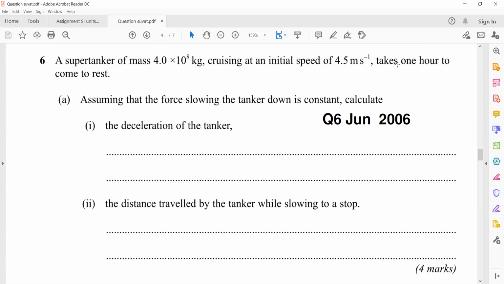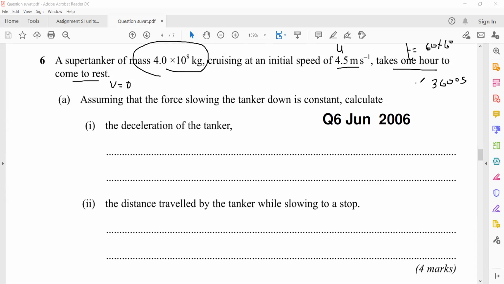So in this one, you can see a super tanker of mass 4 exponent 8 cruising at an initial speed of 4.5. So that's u. It takes 1 hour to come to rest. When something stops, the final speed is 0. The time interval is 1 hour or 60 minutes, but you have to take time in seconds. So we multiply 60 minutes by 60 to convert to seconds. 6 multiplied by 6 is 36, so 3600 seconds.